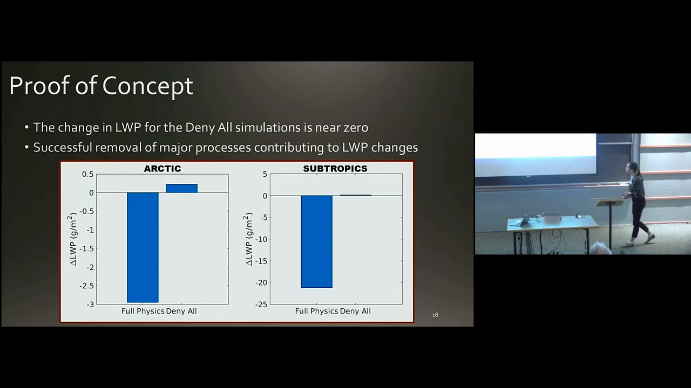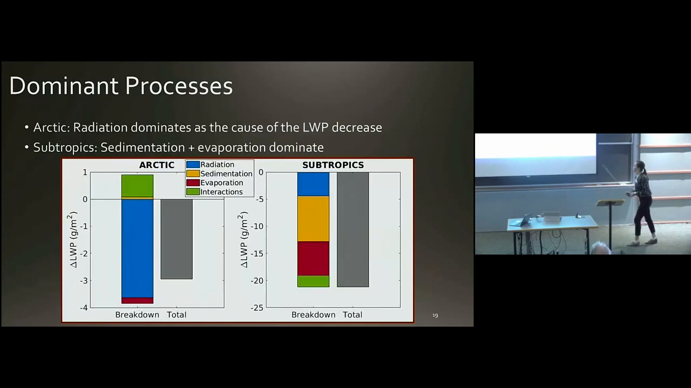Okay, so now the question is which processes are driving the change? And so that's what I want to show you next. And I get two very different pictures in my two cases. In the Arctic case, the liquid water path decrease seems to be entirely driven by the radiation entrainment feedback, whereas in the subtropics, it's more of a contribution from all three processes, with the sedimentation entrainment feedback being most important and the radiation entrainment feedback being the least important of the three.